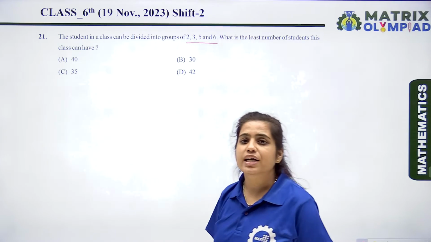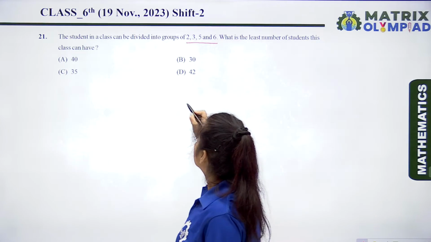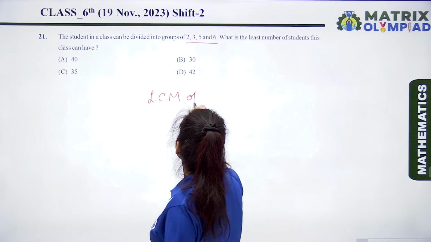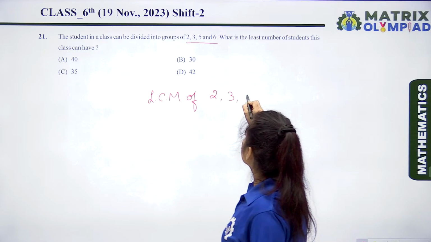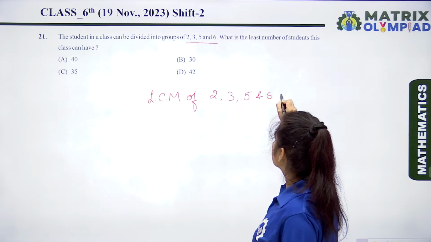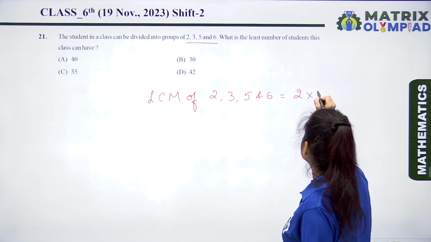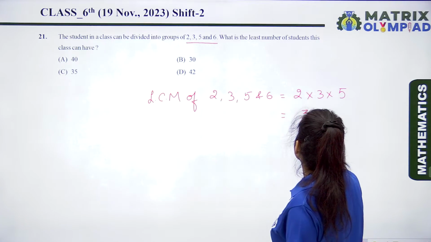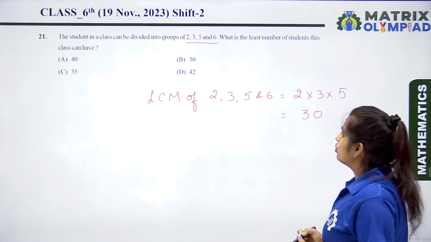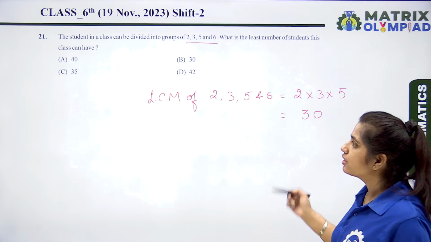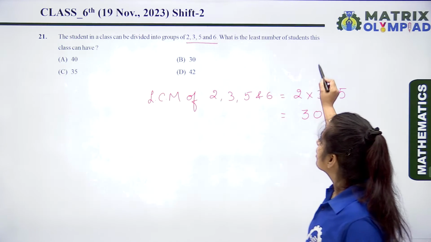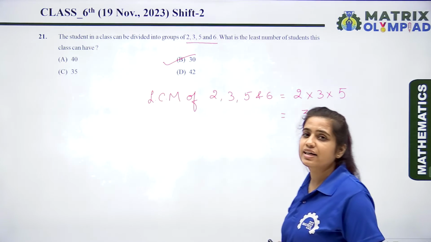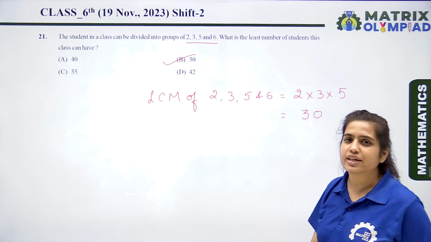So here we have to find out the least number of students. For that we are going to take the LCM of 2, 3, 5 and 6. So here we get 2 multiplied by 3 multiplied by 5, and that is equal to 30. So the answer is 30 students this class can have. So here option B is the correct answer. Now let's move on to the next question.